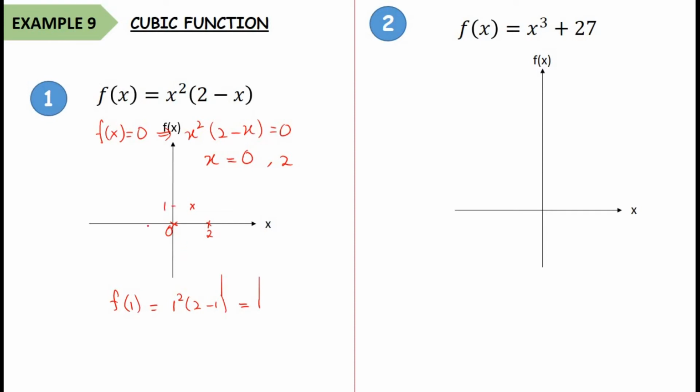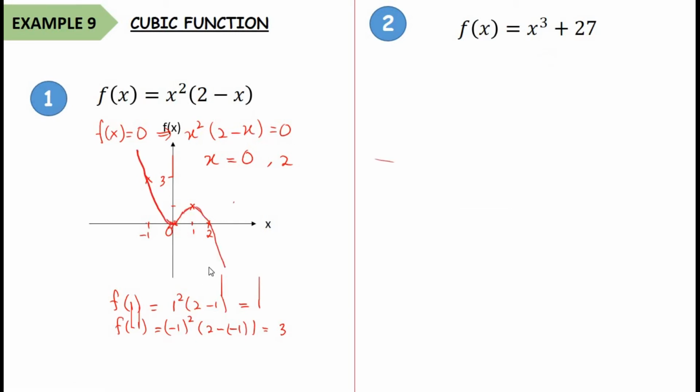Okay, so next you can take negative 1. Let's say you take negative 1. So f(negative 1) is equal to negative 1 squared and then times (2 minus negative 1), which is equal to 3. So you can plot (negative 1, 3). So let's say this is 3. So you can now imagine the shape of the graph.